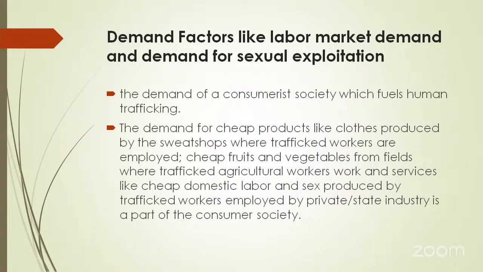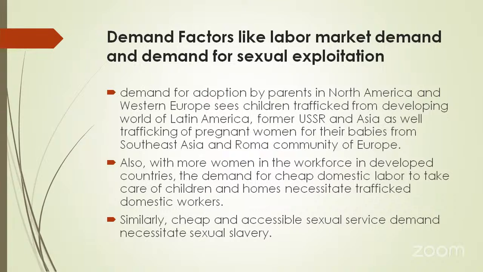Cheap fruits, cheap vegetables. Inevitably, this cheap comes from fields where trafficked labor comes in. It's a consumerist society. Demand for adoption by parents in North America, Western Europe sees children trafficked from the developing world, former USSR and Asia. Women in the workforce in developed countries demand cheap domestic labor to take care of children at home, which necessitates domestic servitude. Cheap and accessible sexual service demand necessitates sexual slavery. The cheap always comes with a cost.